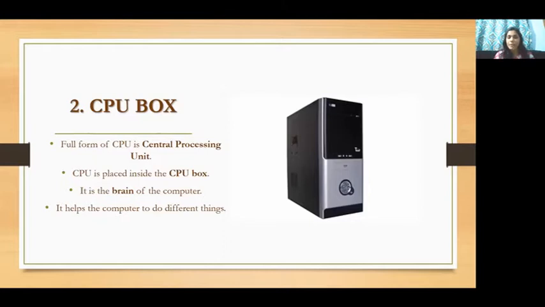Next, we have studied about CPU box. It looks like a box. And inside the CPU box, one unit is there. That is the brain of the computer. What is that? CPU. Yes. Inside this box, we can find a unit called CPU. And CPU is the brain of the computer. What is the full form of CPU?